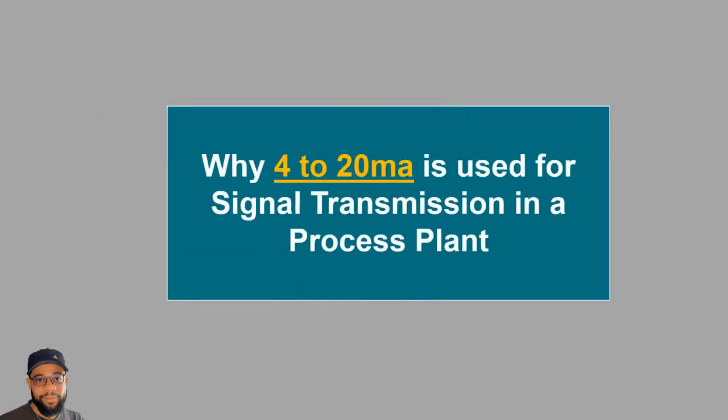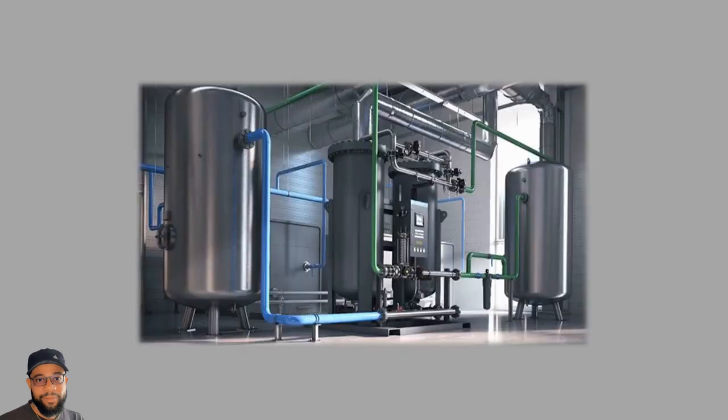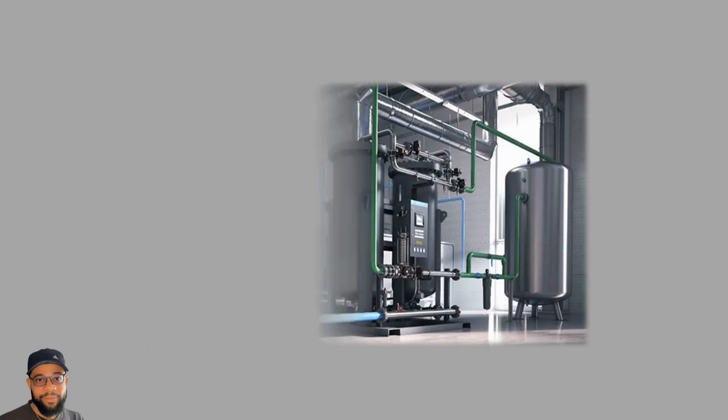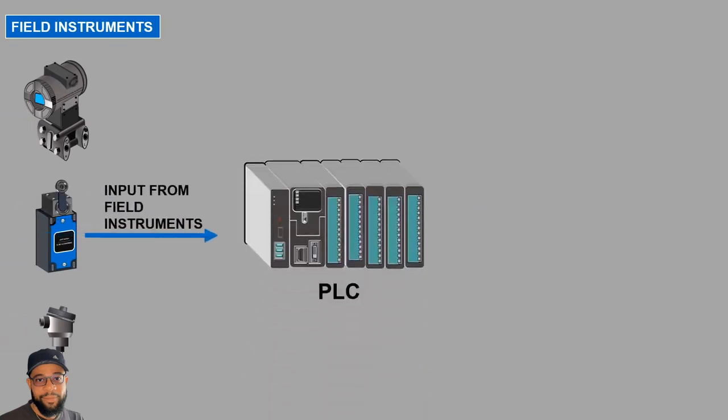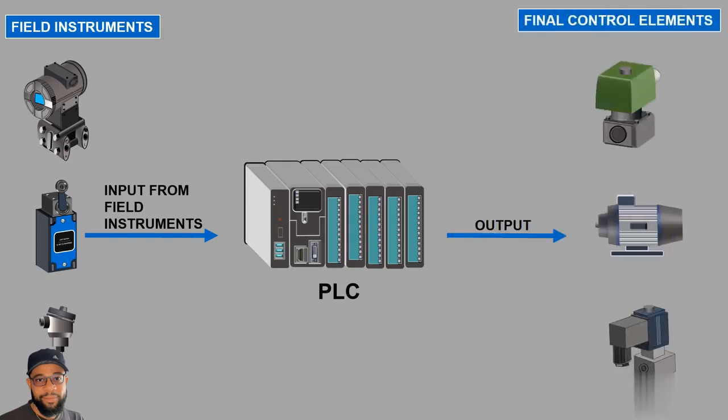In this video, we will discuss why 4 to 20 mA is used for signal transmission in a process plant. In a process plant, industrial automation is carried out by transmitting signals from field instruments and sensors to a controller like a PLC, and these signals will be interpreted by the controller. Based on this received signal, the controller would issue a command signal to a final control element like a valve so that the intended process can be controlled.